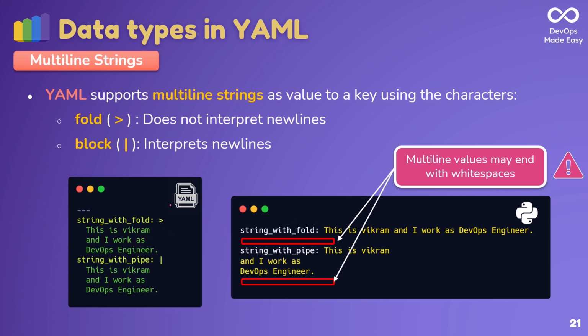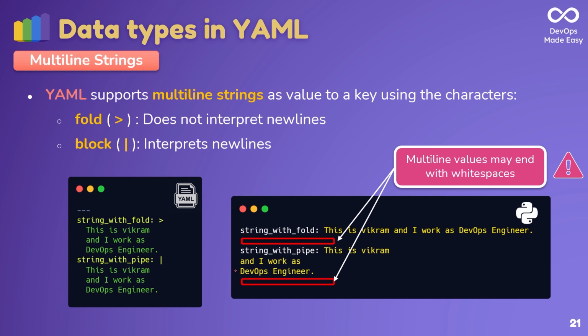Even once you render this YAML file using Python, you can see the output. The first part output is: this is Vikram and I work as DevOps engineer. And in the next part, you can see that the new lines are preserved. But one of the disadvantages of using these multi-line characters is that they'll put an empty line or white spaces after each output.